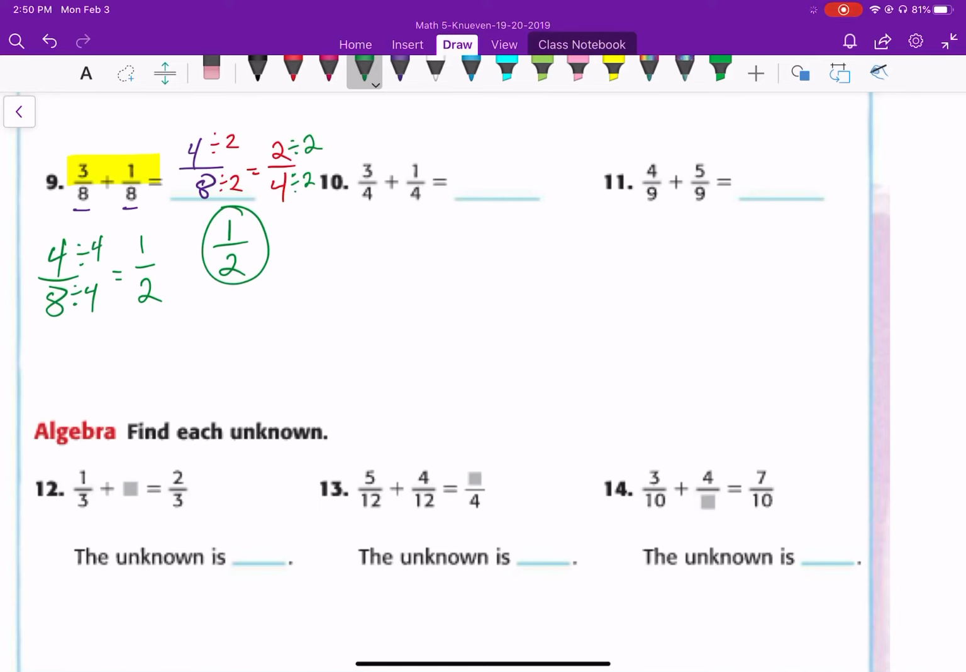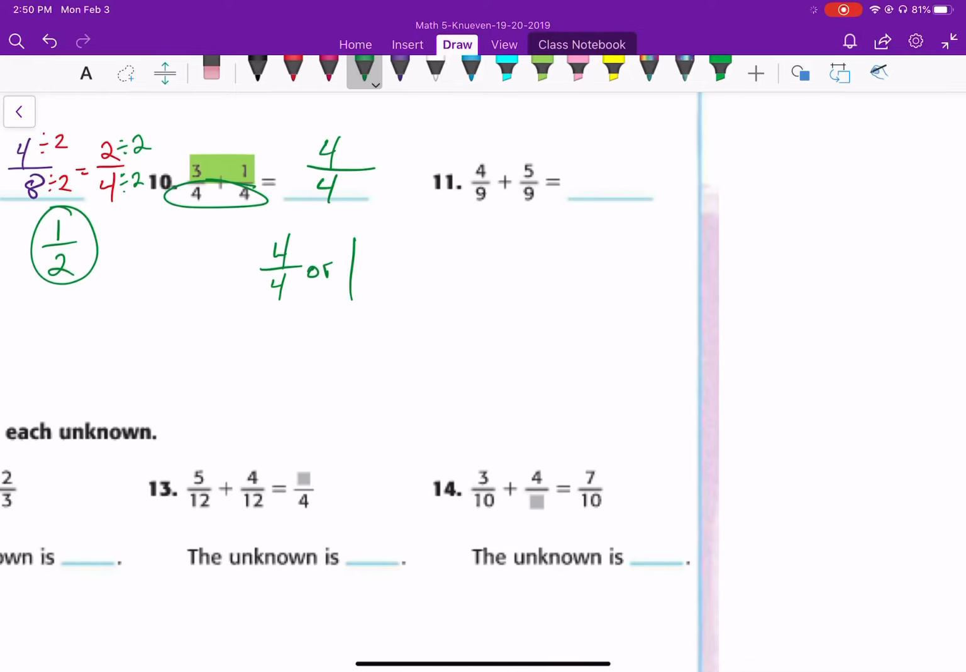3/4 plus 1/4, well, I have 4 and 4, so it's going to be out of 4 still. 3 plus 1 is 4. Well, 4/4 is a whole, so I can say 4/4, or it could simply be 1. And likewise, 4/9 plus 5/9. Again, they each share the common denominator of 9. 4 plus 5 is 9, so 9/9, or it can be simply 1.